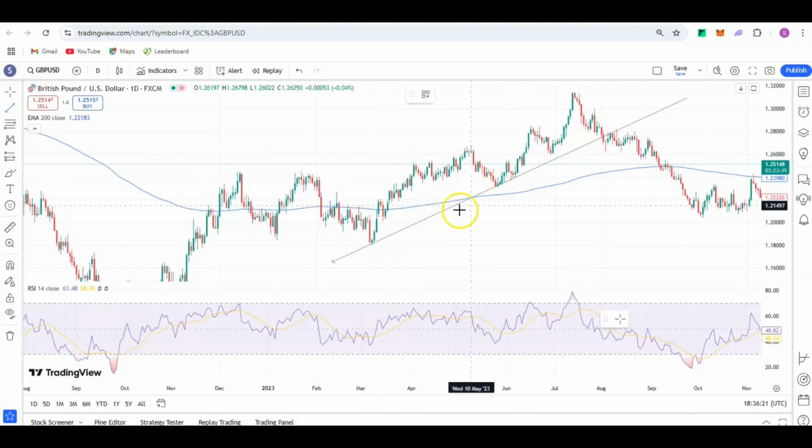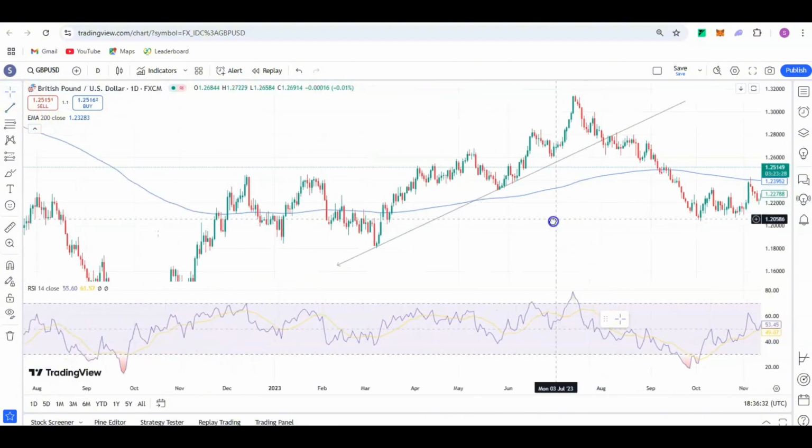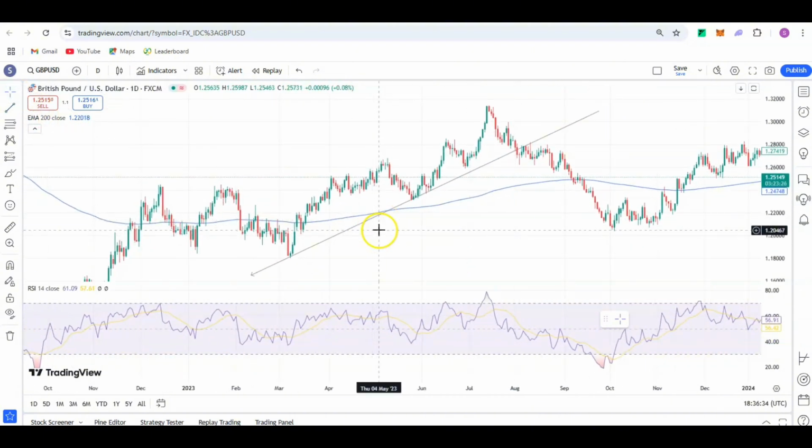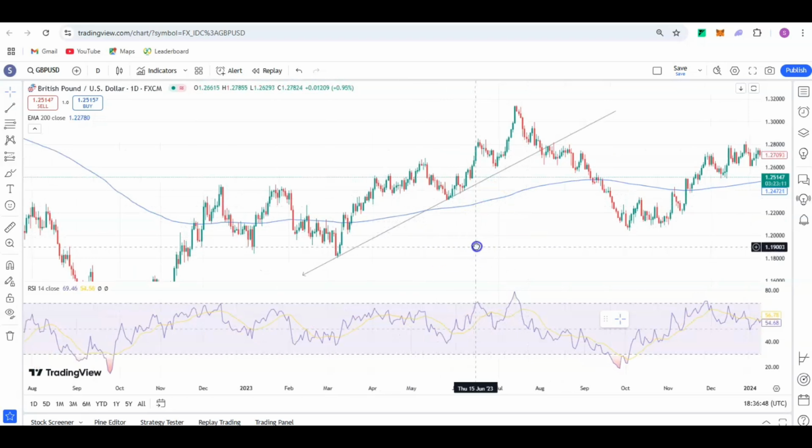Starting from this bottom here, you can see there's another multiple touch at this region here, crossing up here. So now looking at this on a daily candle, this is the trend line. We have two ways in which you can trade your trend lines. One is trend line bounce, and the second one is trend line break. So let me explain how you can trade the trend line bounce.